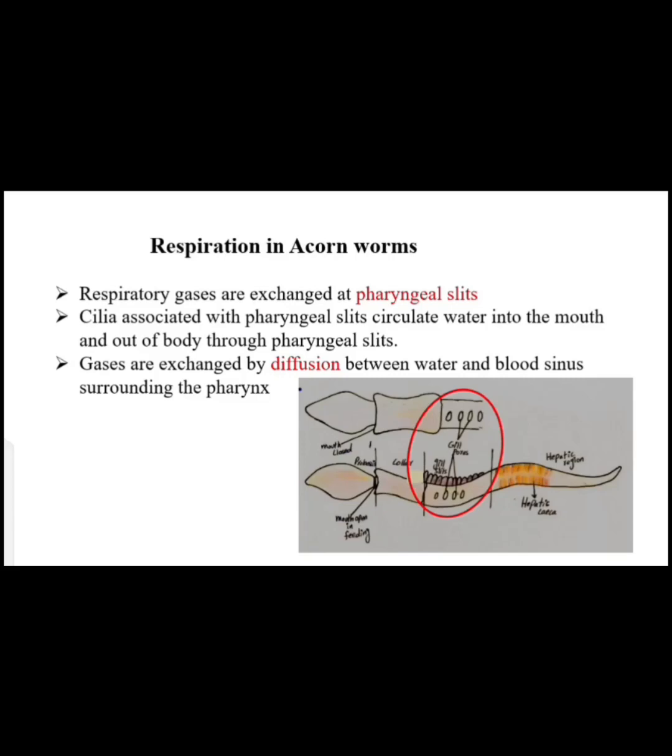Respiration in acorn worms. Respiratory gases are exchanged at the pharyngeal slits. Cilia associated with the pharyngeal slits circulate water into the mouth and out of the body through the pharyngeal slits. Gases are exchanged by diffusion between water and blood sinuses surrounding the pharynx.